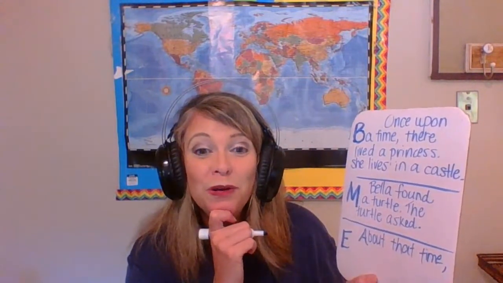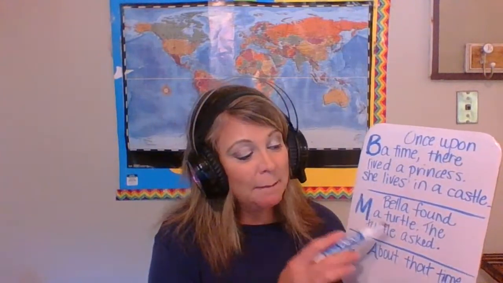About that time, she saw a rainbow in the sky. Out of the rainbow flew a dove. The dove came to Bella and could speak and said, hello, will you be my friend? And then the story ends with the two of them being friends, Bella and her new friend, the dove that she found, okay? Now I've got a beginning, a middle, and an end to my story.